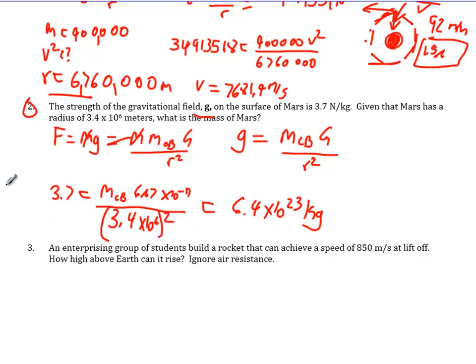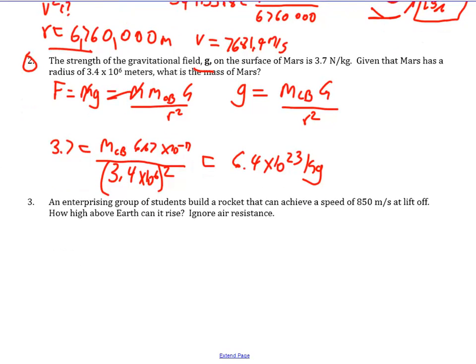That's about a tenth of the mass of Earth, right? If we multiply that by 10, we get 6.4 times 10 to the 24th. Earth is about 6 times 10 to the 24th. So Mars is still really, really big, but Earth is much, much bigger.